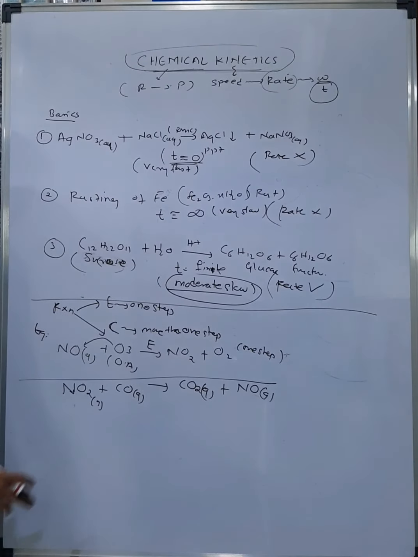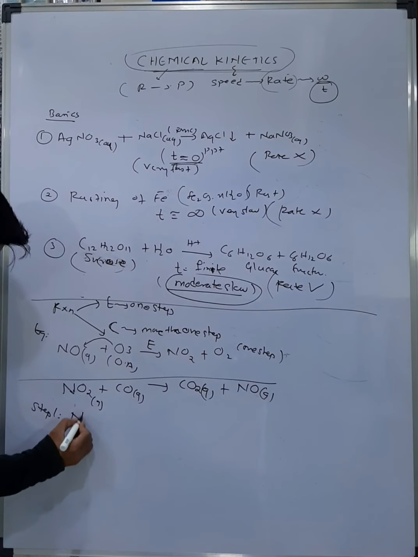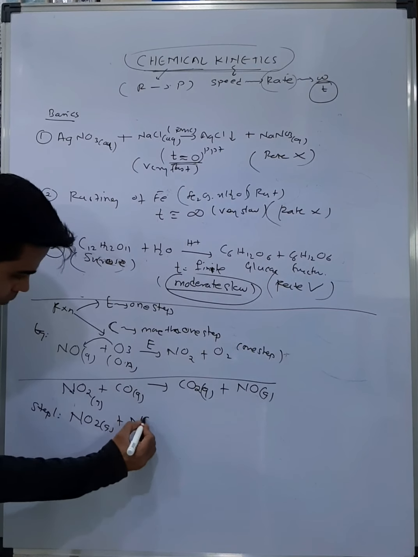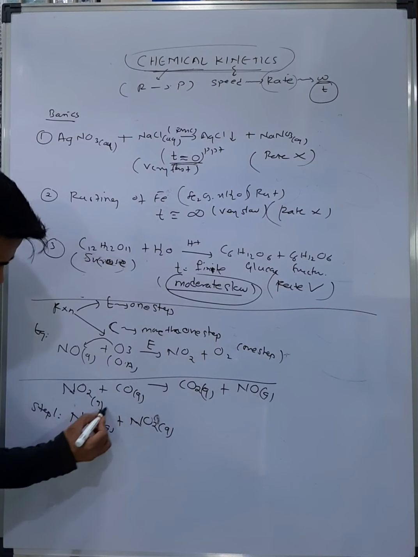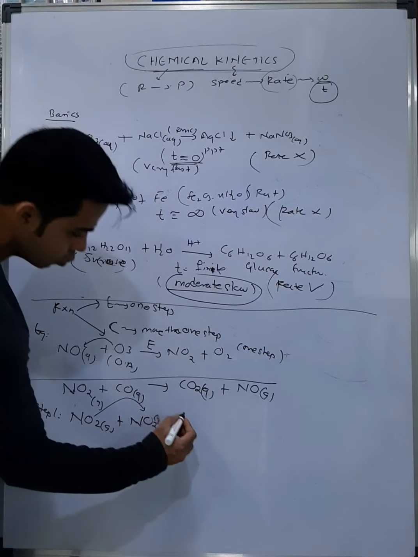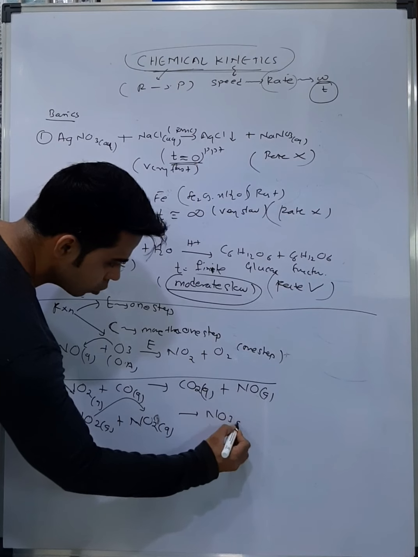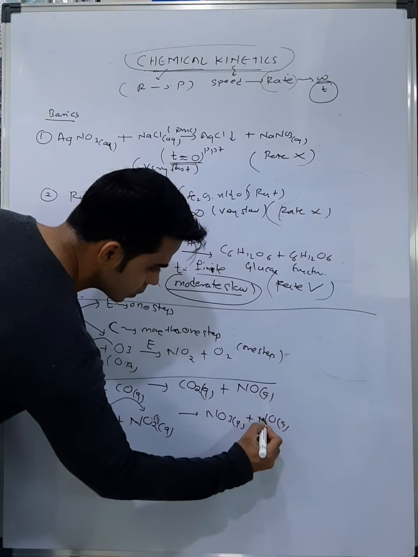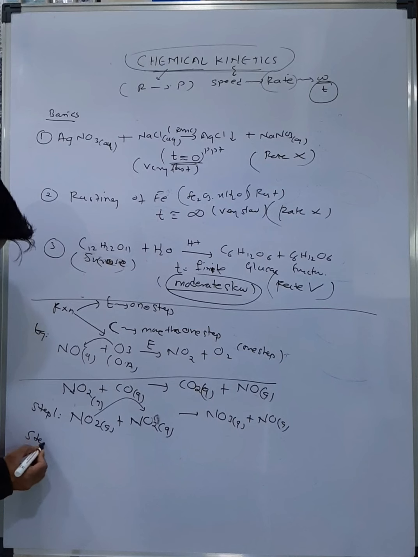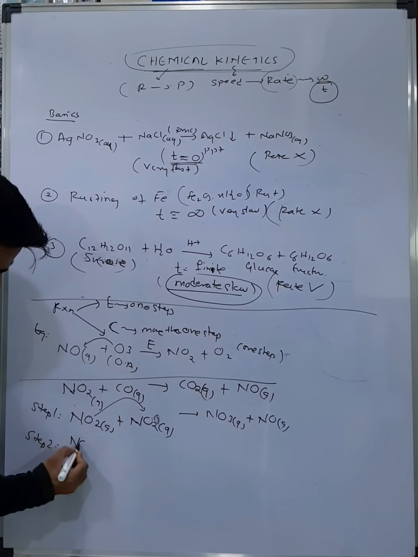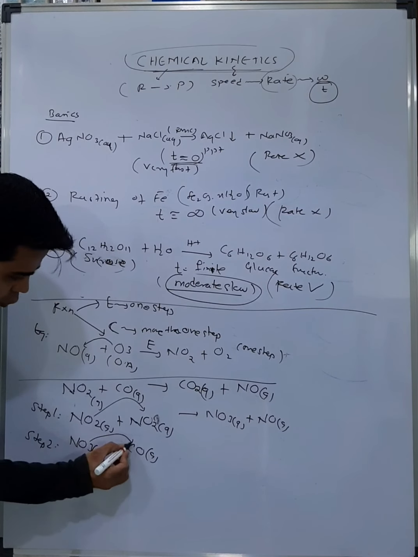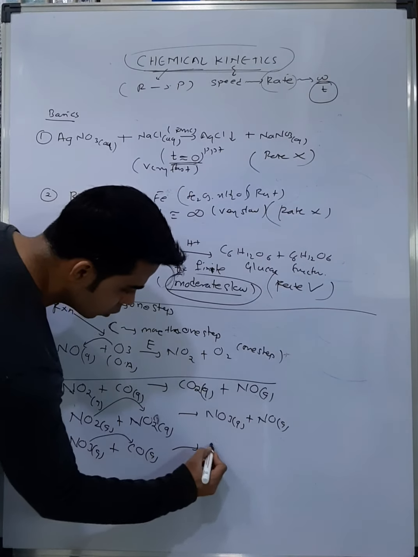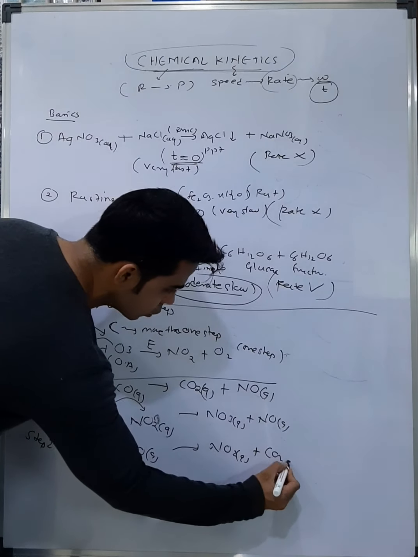Because if I study the mechanism of this reaction, in step 1 this NO2 gas combines with one more molecule of NO2 gas, transfers one of its oxygens to it, and results in the formation of NO3 gas plus NO gas. Now in step 2, this NO3 gas formed in the reaction will combine with CO gas, pass its oxygen to the CO, and result in the formation of NO2 gas plus CO2 gas.